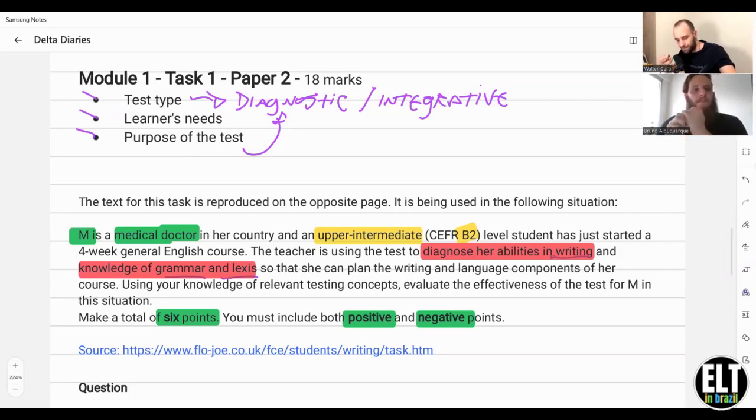Very well. Can we look at the test? Oh yeah, learner's needs. We cannot forget that she's a doctor.